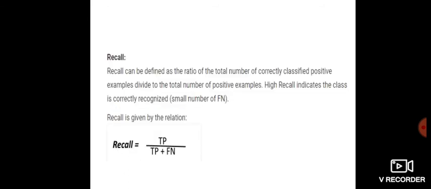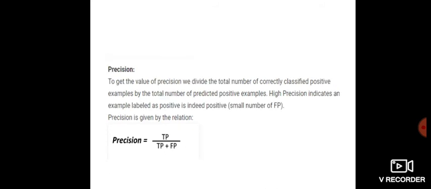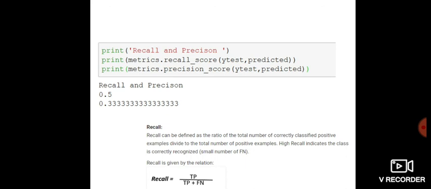Next, we need to compute recall. Recall is defined as the ratio of the total number of correctly classified positive examples divided by the total number of positive examples. So recall is equal to true positive divided by true positive plus false negative. What is precision? For precision, we divide the total number of correctly classified positive examples by the total number of predicted positive examples. So precision is equal to true positive divided by true positive plus false positive. So we print the recall and precision for y_test.